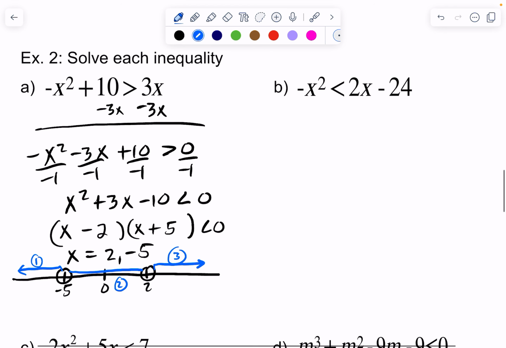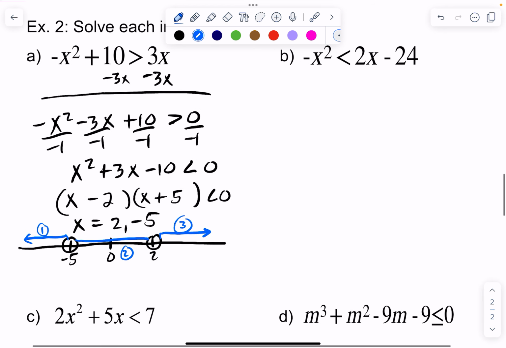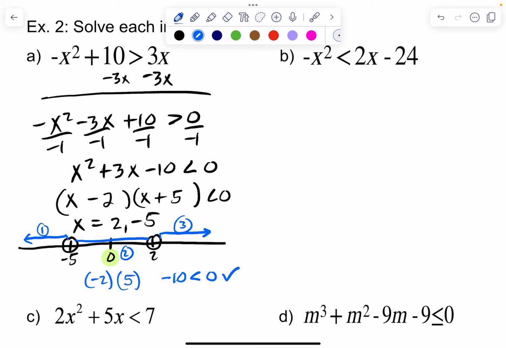I'm a creature of habit, so I'm going to choose a value from test zone 2, and that value I'm going to use is 0 for the x. So 0 minus 2 is -2. 0 plus 5 is 5. -2 times 5 is -10. -10 is less than 0, so it works. So test zone 1 and test zone 3 do not work, but test zone 2 does work.